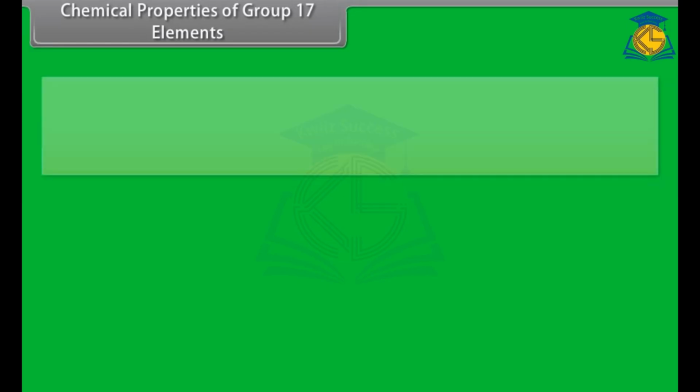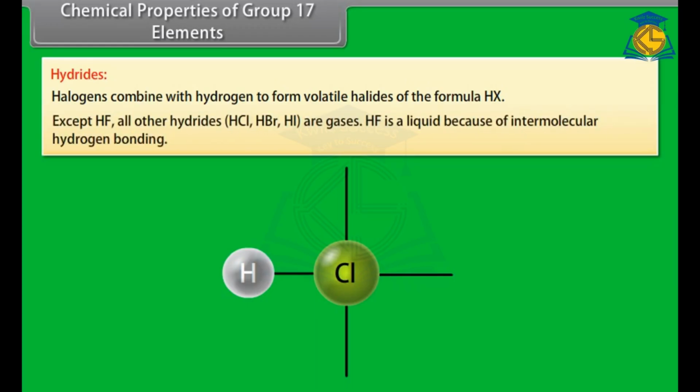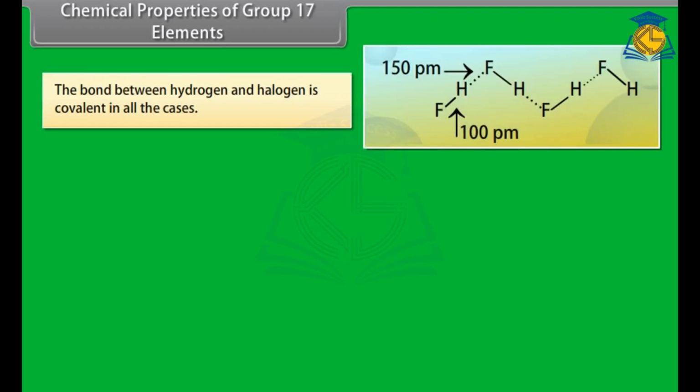Some important trends in the chemical reactivity of the compounds of these elements are following. Hydrides. Halogens combine with hydrogen to form volatile halides of the formula HX. Except HF, all other hydrides HCl, HBr, HI are gases. HF is a liquid because of intermolecular hydrogen bonding. The bond between hydrogen and halogen is covalent in all the cases.